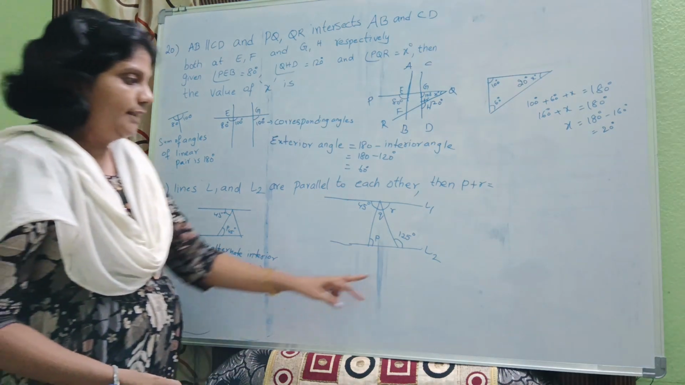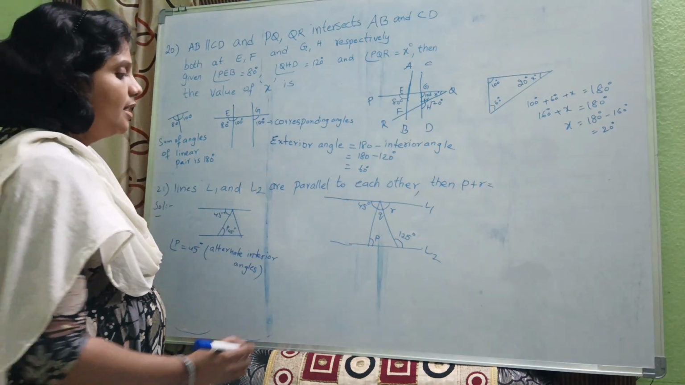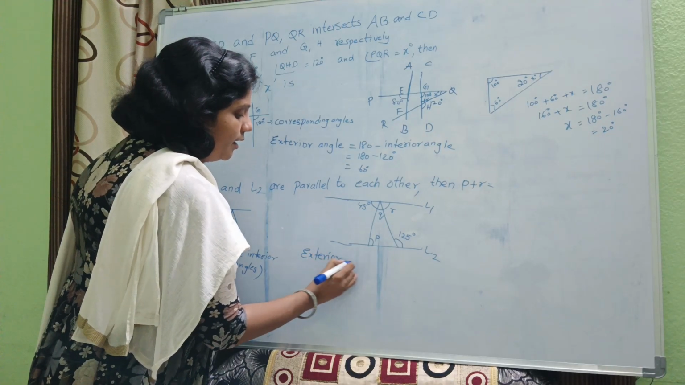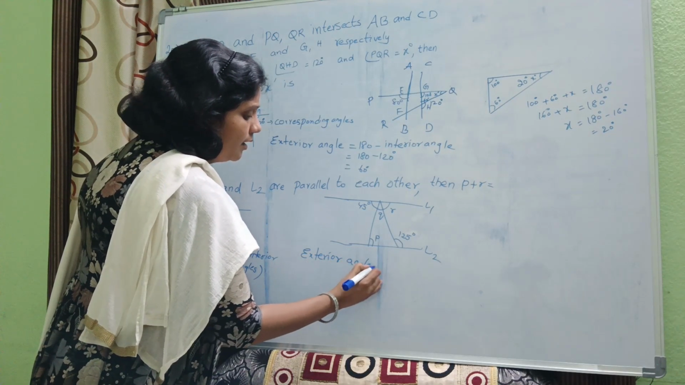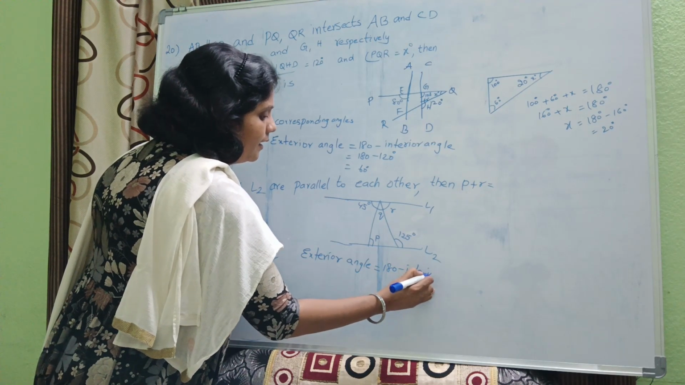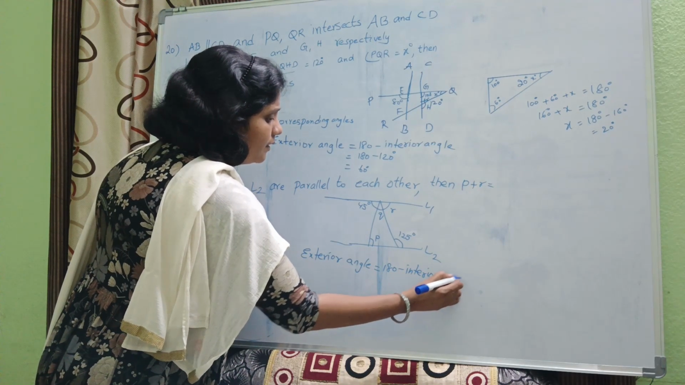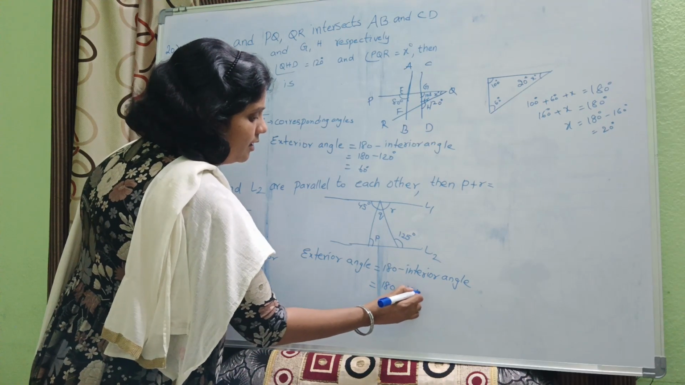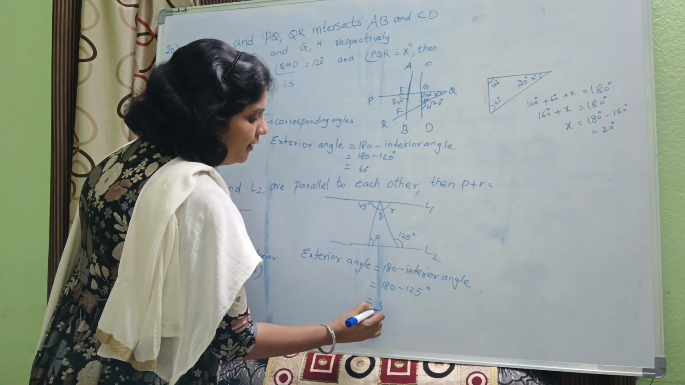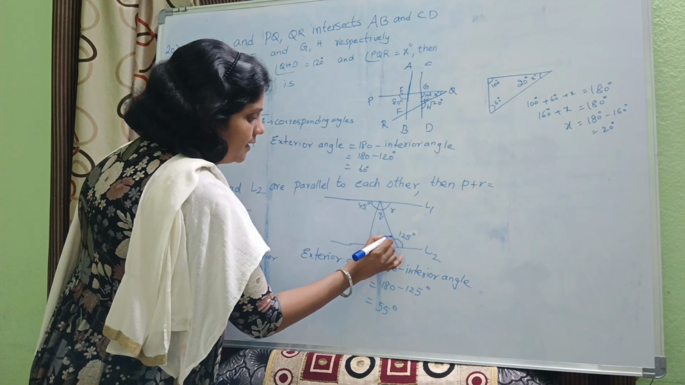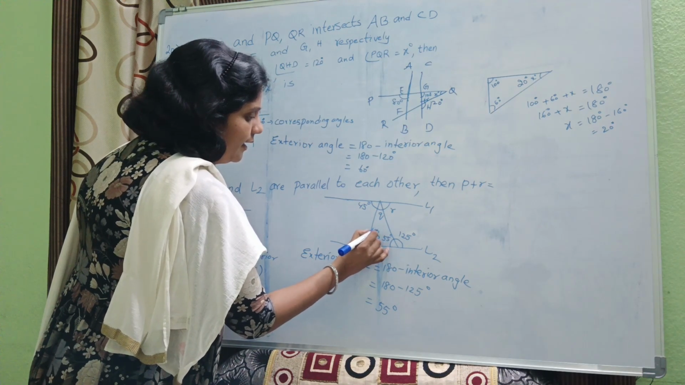Next, what is given here? Exterior angle is 125 degrees. We already know exterior angle is equal to 180 minus interior angle. So what is the interior angle? 180 minus 125 degrees. What we got here is 55 degrees. And here it is 45 degrees.